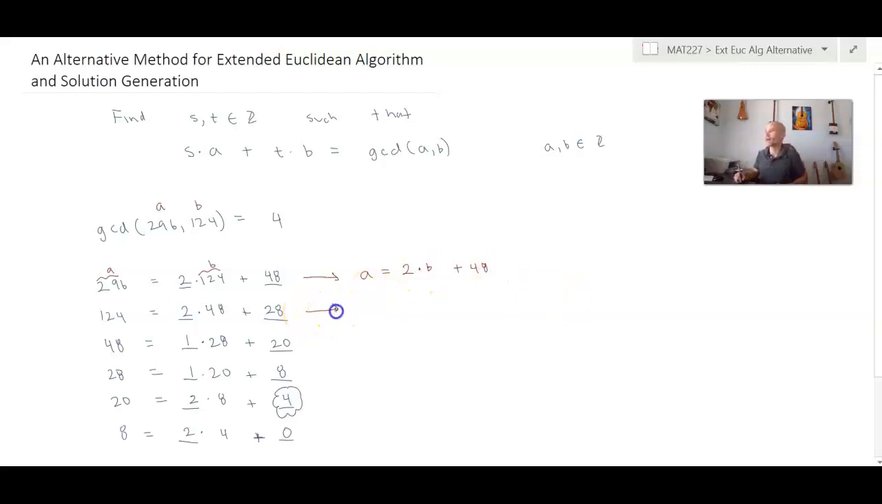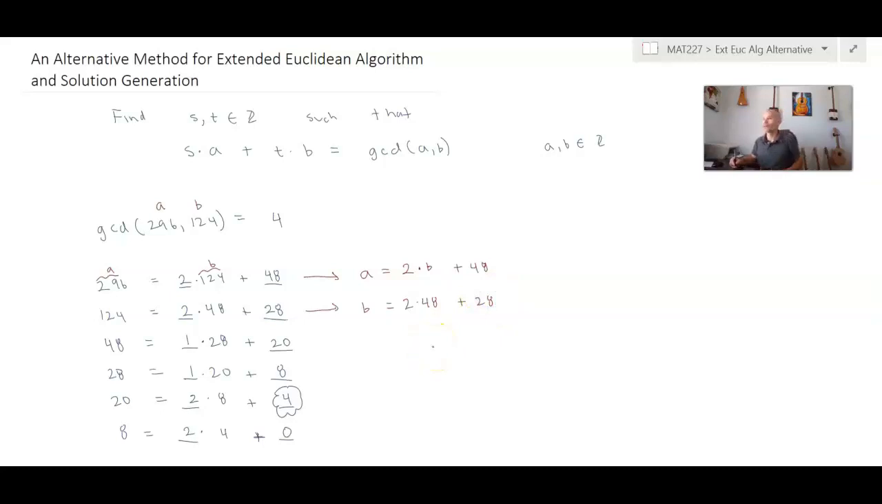In the second equation, I have B is equal to 2 times 48 plus 28. Okay, now this is still where it's tempting to write this as B is equal to 124, which it is. But now I'm actually going to start with this second line, and instead of working backwards, we're going to continue working downwards until we get to the end. So B is equal to 2 times 48 plus 28. So what I'm going to do is I'm going to solve for the remainder in here.